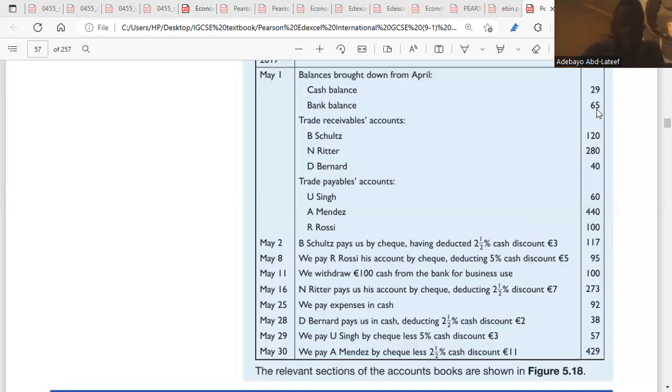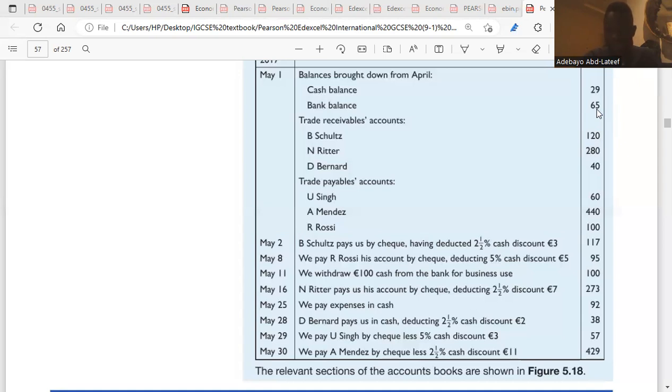So for May 8, we're going to write on the credit side of our cash book, Roche, discount received, 5 euros, then the bank balance will be 95 to complete that. Okay. Then on the 16th, we did the 2nd, we did the 8th.